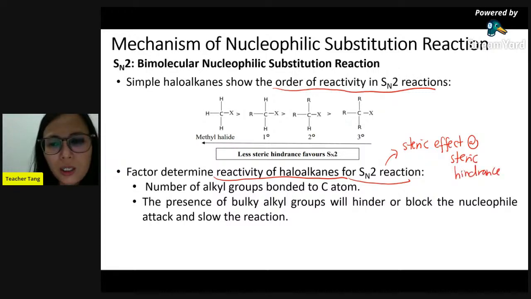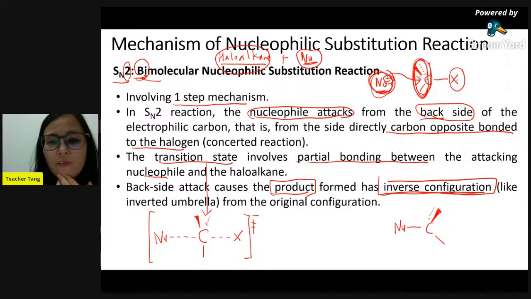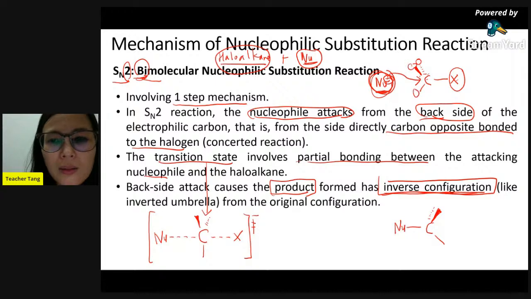So what is the meaning of steric hindrance? So steric effect or steric hindrance basically refers to how crowded the groups are around here. So if it is a methyl halide, or a hydrogen, it means that they are very small. So all these hydrogens are very small. So it means that the nucleophile can easily attack this carbon.